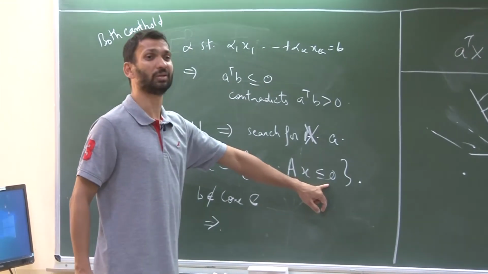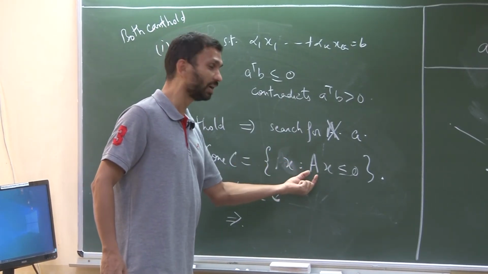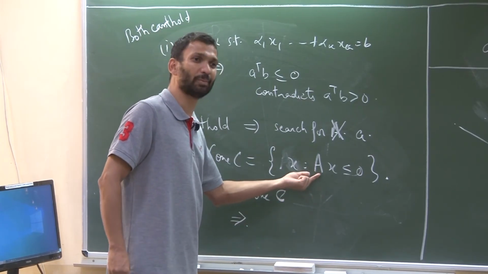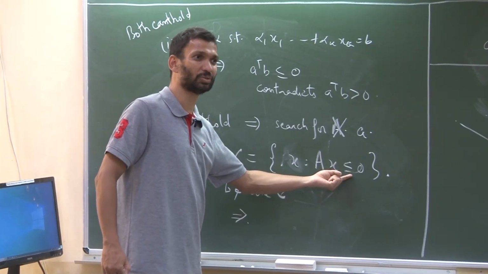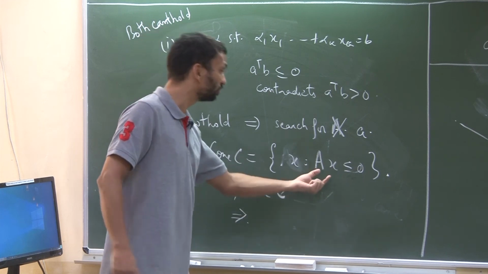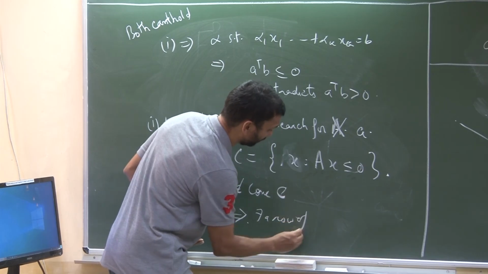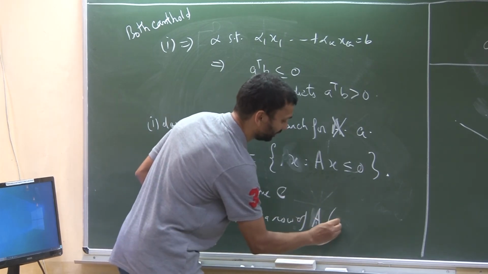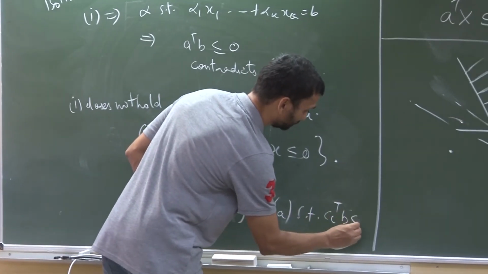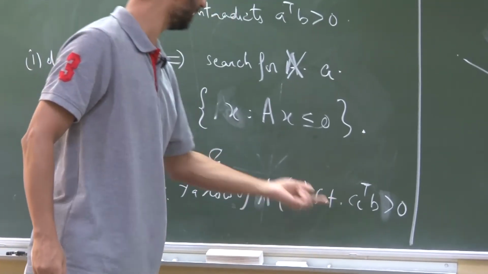What does this equation mean? This means the first row of A multiplied by x is less than or equal to 0. The second row of A multiplied by x is less than or equal to 0. So if this is not satisfied, that means there exists a row of A such that small a is that row of capital A.